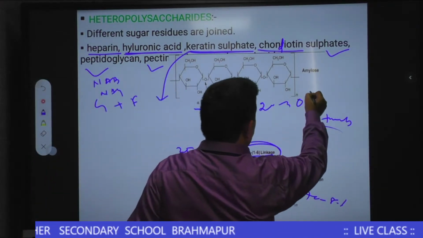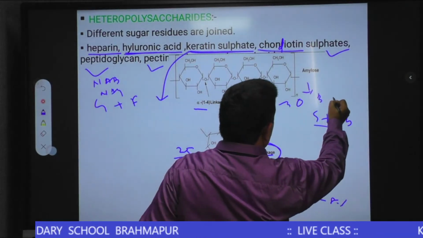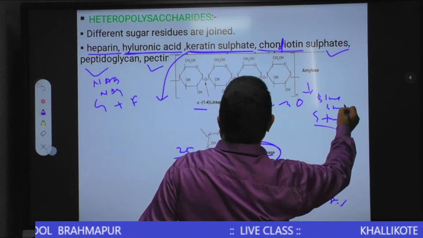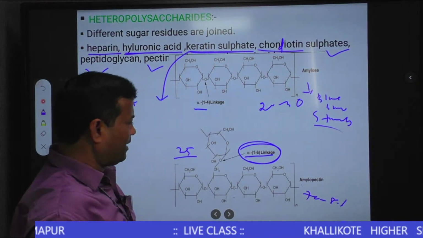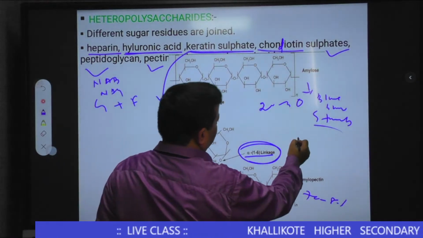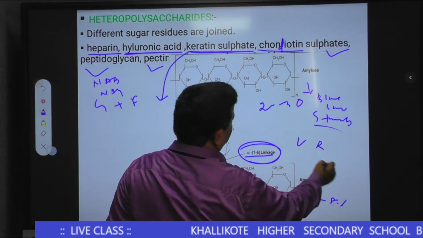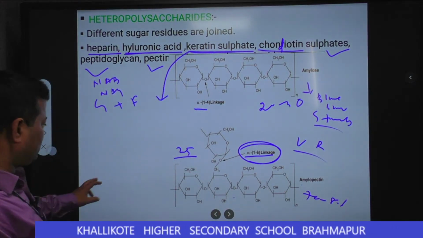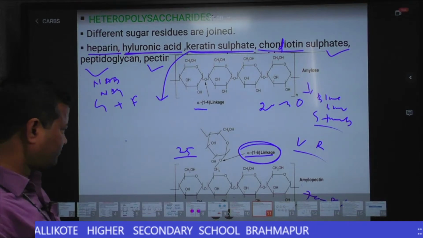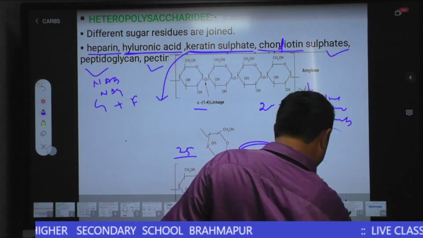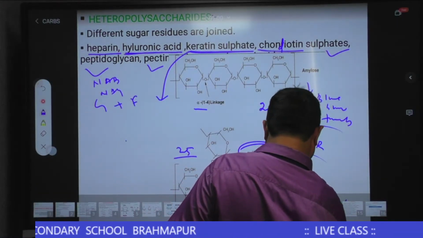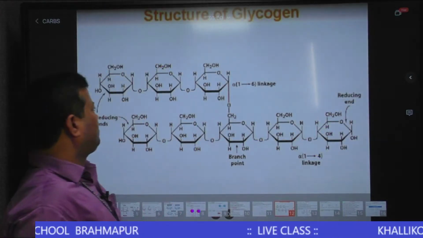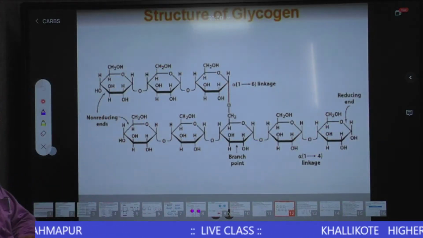Amylose gives a black color in iodine, whereas amylopectin gives a violet-red color in the iodine test. These are the different starch structures. Then comes another one, glycogen. Here is the structure of glycogen.